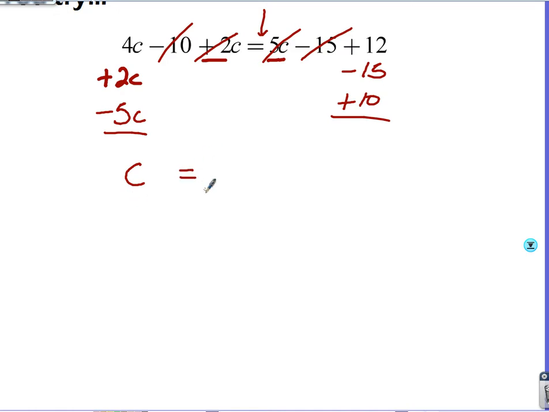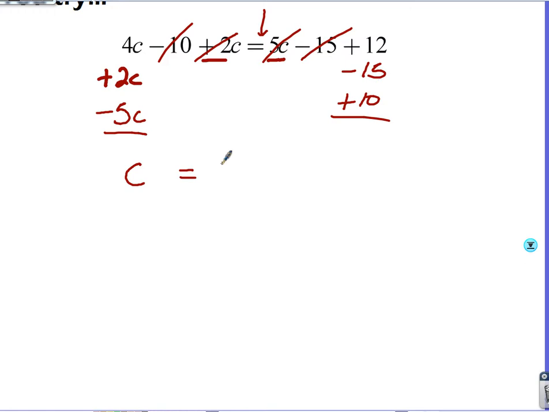Bring down the equal sign. 1 C is equal to 12 minus 15 plus 10. That can be done in any order, by the way. Addition and subtraction, as long as you keep the sign with it, you can move those around. If you want to do 12 plus 10 minus 15, if you want to do negative 15 plus 12 plus 10, it doesn't matter what order. I do 12 plus 10 and then minus 15, because then you have positives. 12 and 10 is 22 minus 15.